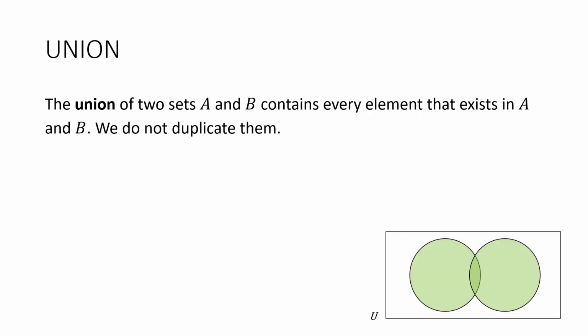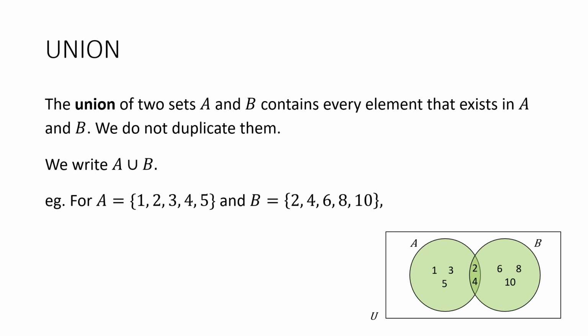The union of 2 sets, A and B, contains every element that exists in A and every element that exists in B, but we don't duplicate them. And we write A union B. Here's an example. If we have the set A, which contains the elements 1, 2, 3, 4, and 5, and set B contains the elements 2, 4, 6, 8, and 10, then A union B would be everything in A and everything in B, but we don't duplicate the 2 and the 4.